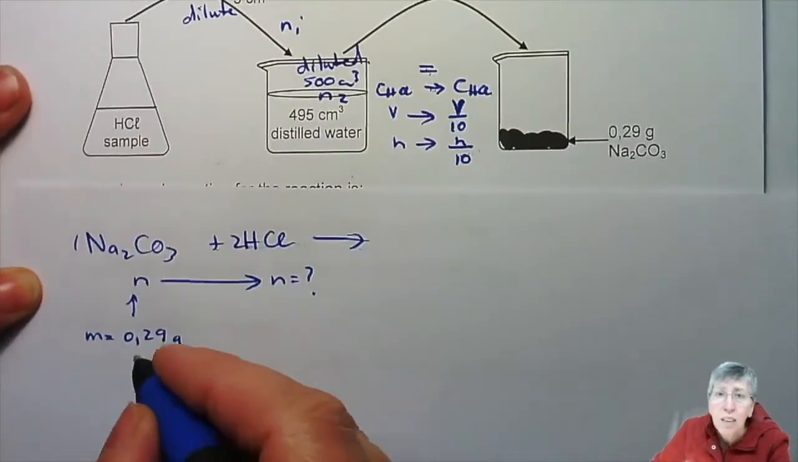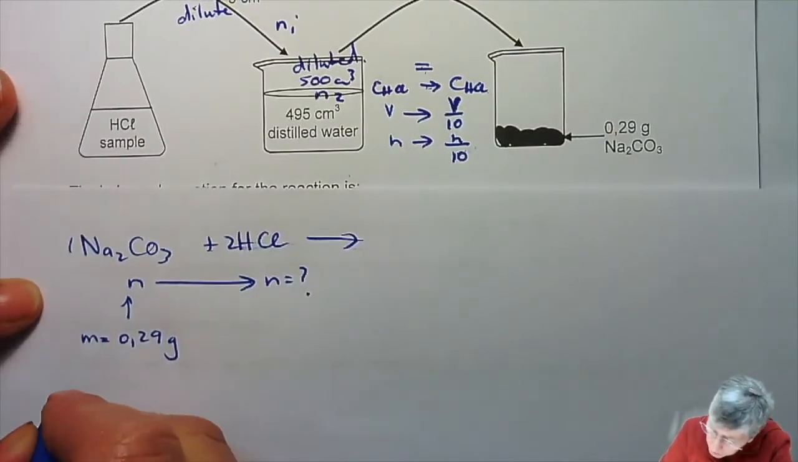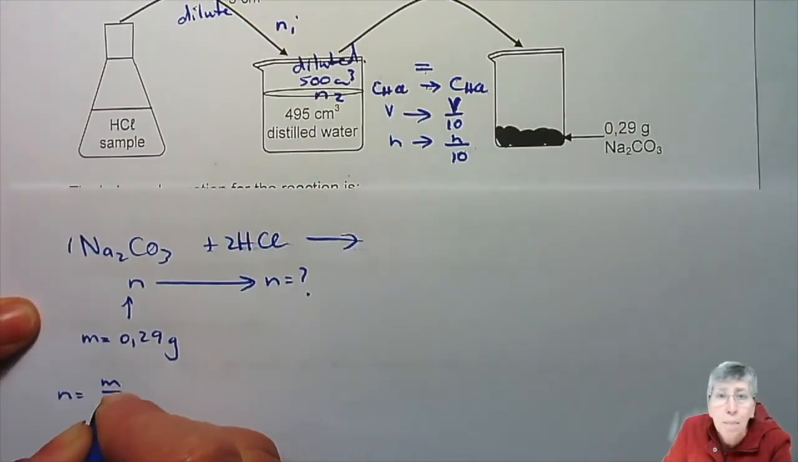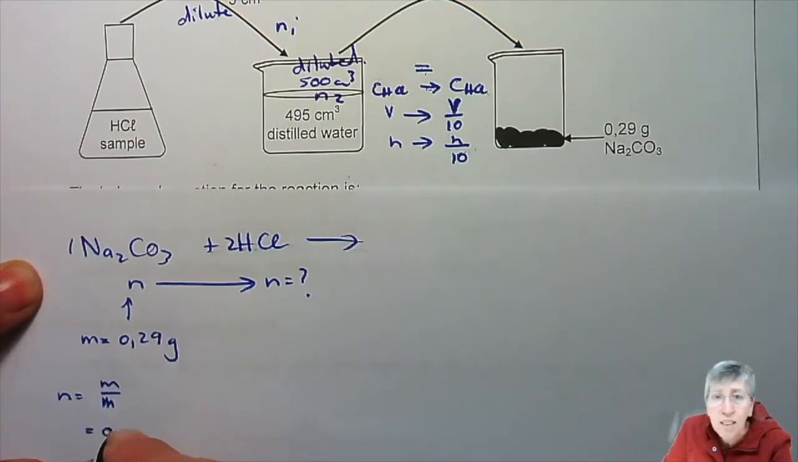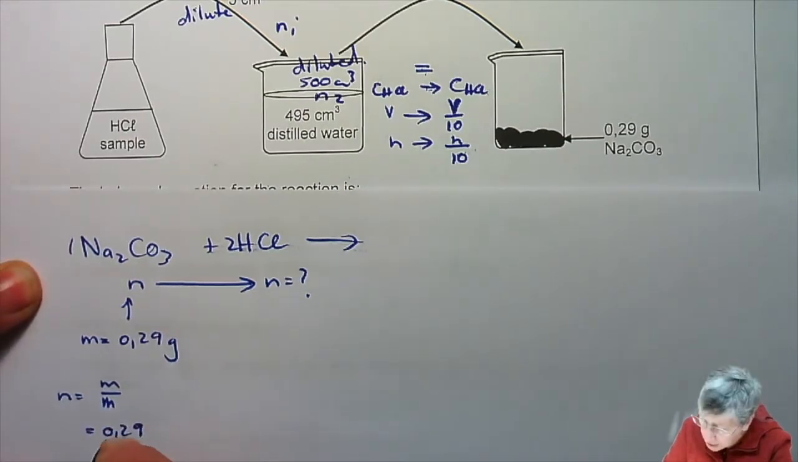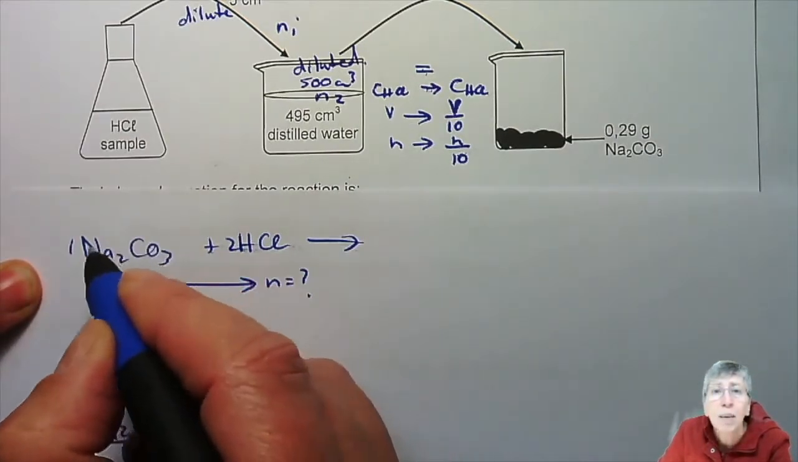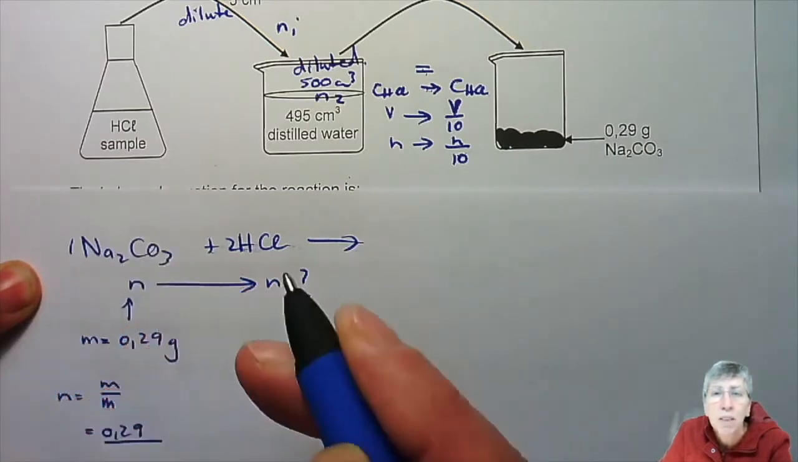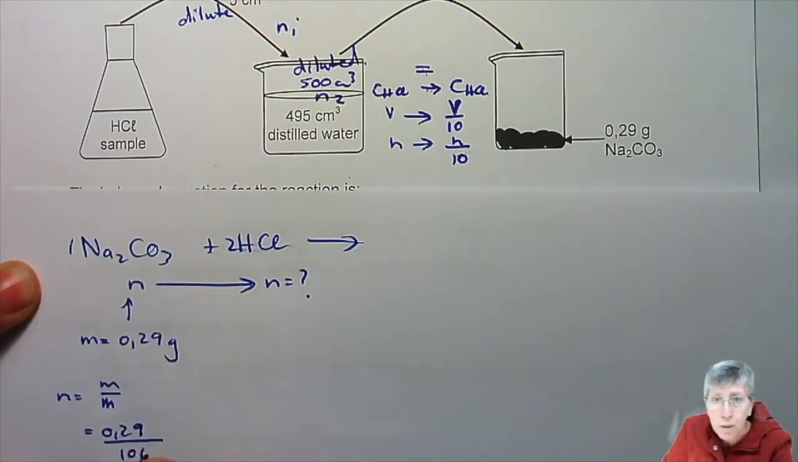So once off, let's start with that one. So n equals mass divided by molar mass, and that will be my 0.29 divided by, I'm working with sodium carbonate, 2 times 23 plus 12 plus 3 times 16, I end up with 106.